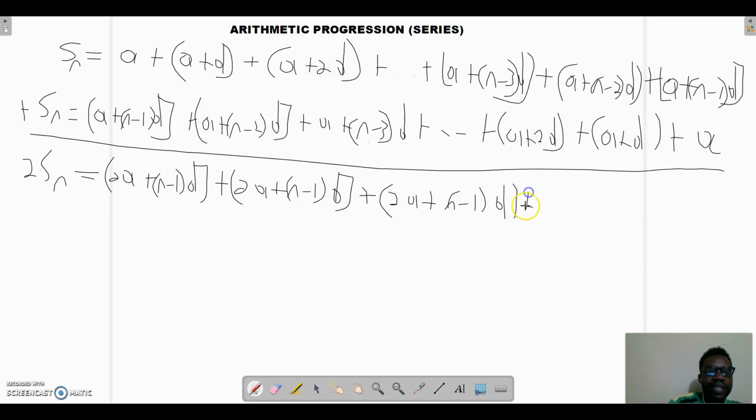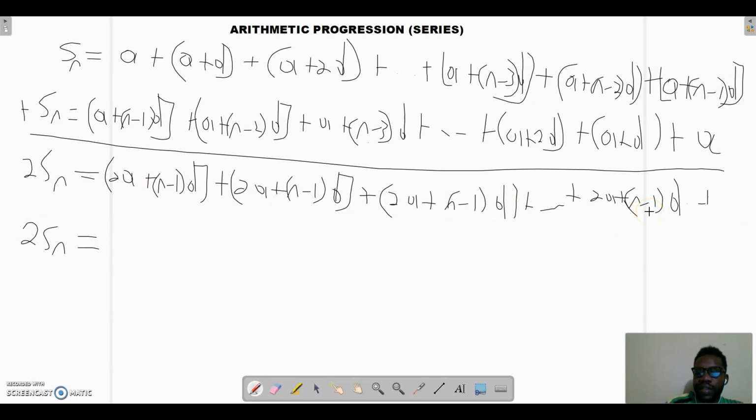And you realize that if I keep doing this, I'm going to end up with the same thing. So I'm still going to have this going right up to the n, which is 2a plus n minus 1 times d. And this goes up to the very last, when we add the last term and the first term. So what we can say is that 2Sn equals, and the number of times I would have this would be equal to the number of terms that you'd have seen with the numbers.